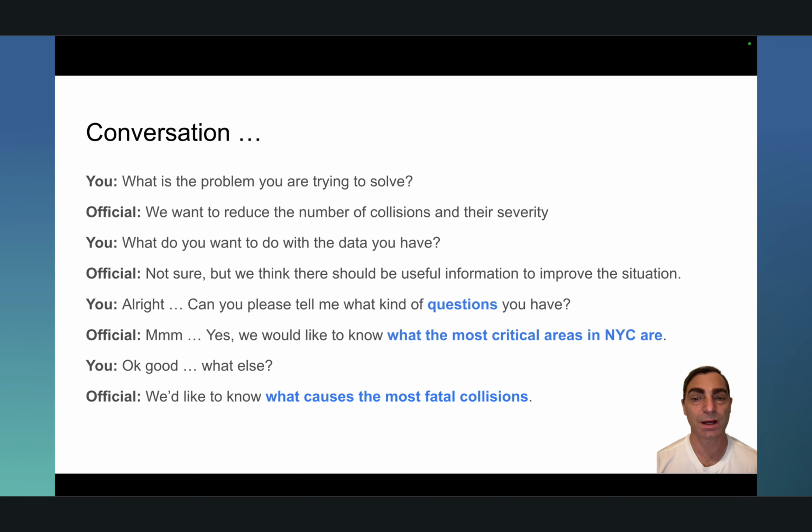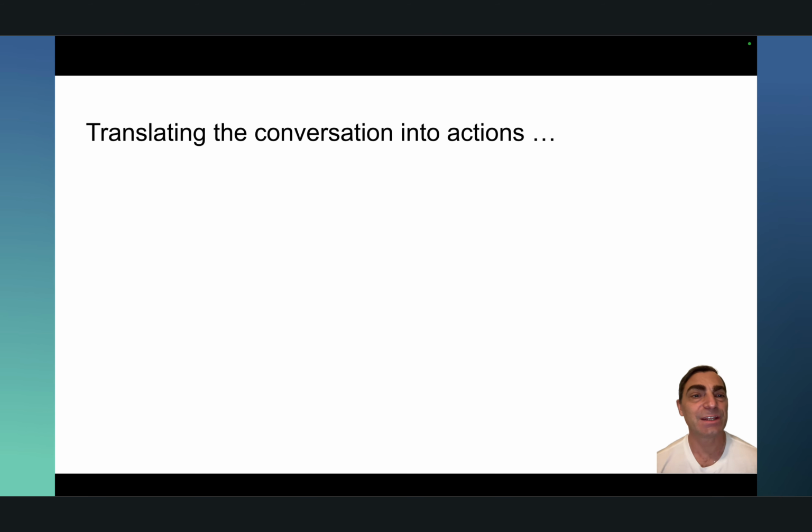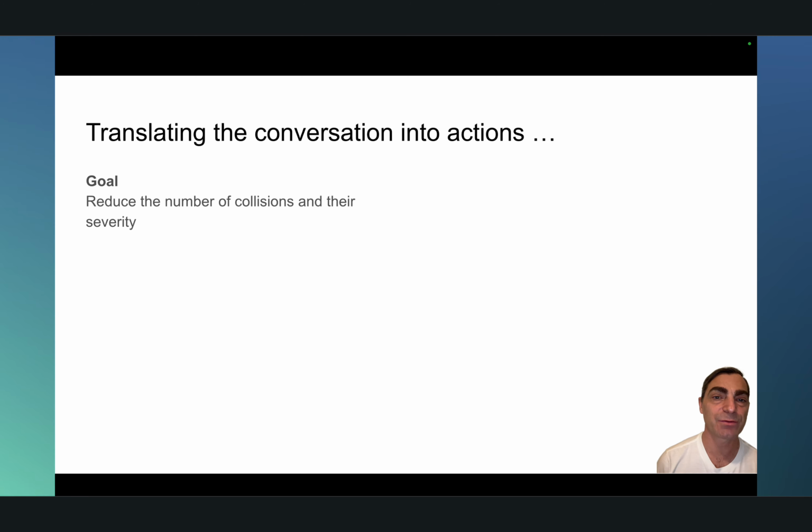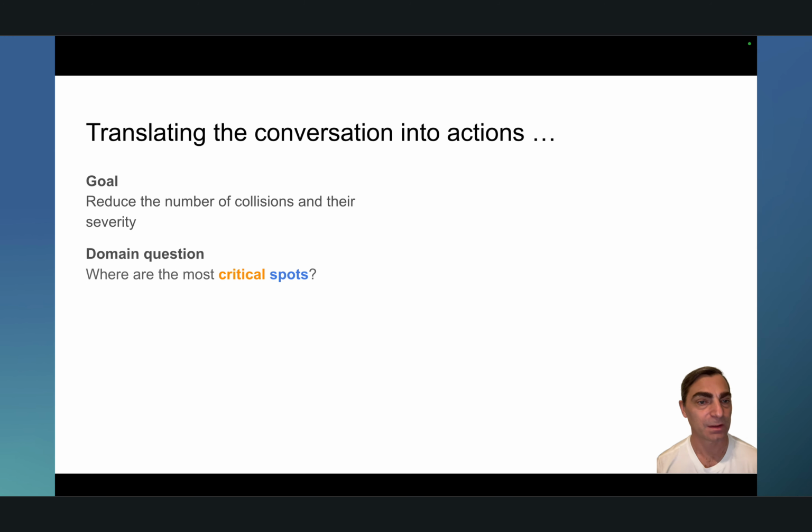So let's take the first one, what the most critical areas in New York City are. So now we need to translate this conversation into actions. Let me recap what we have. So the goal is to reduce the number of collisions and their severity. The domain question is, where are the most critical spots? Do you notice anything here? We have exactly the same situation as before. We have a question, a domain question, that contains elements that are too vague. What do we mean by critical and what do we mean by spots, right?